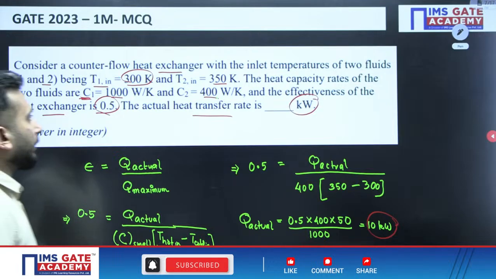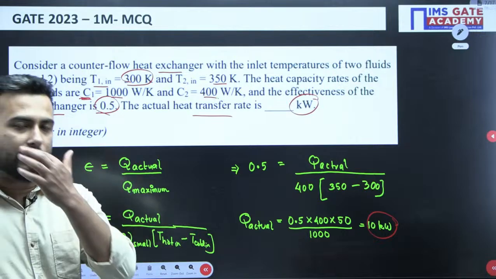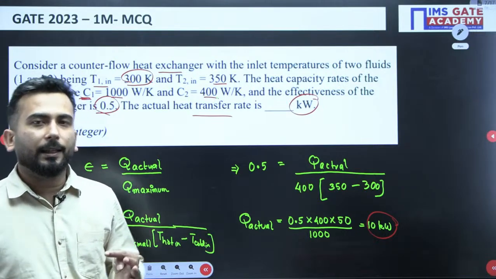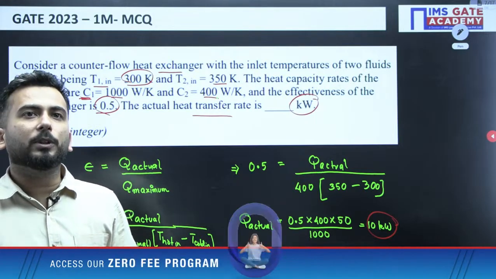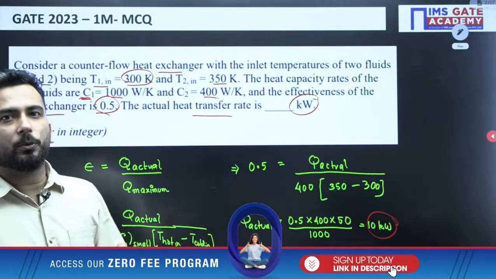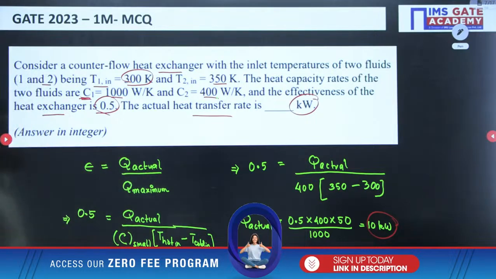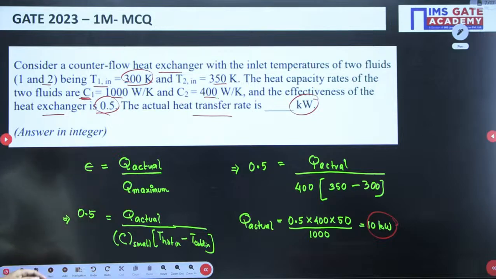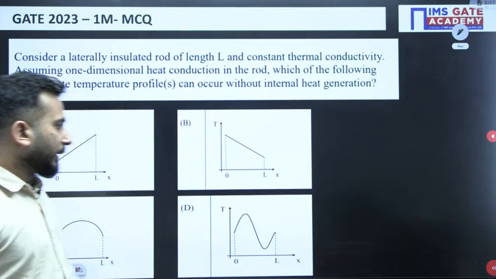So heat exchanger is again very important. Under heat exchangers there are two methods, the LMTD method and the effectiveness NTU method, and both methods are super important. You need to prepare the two methods in a very neat way. Okay, moving ahead to the next question.